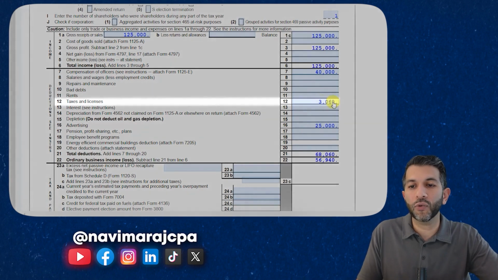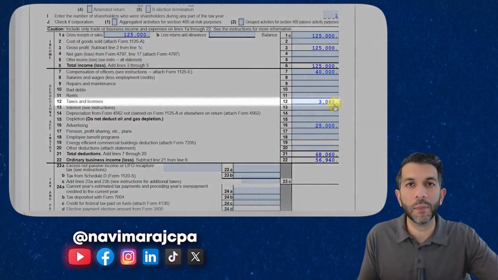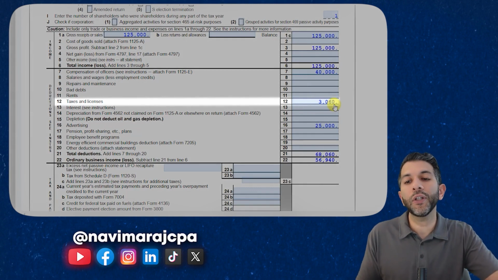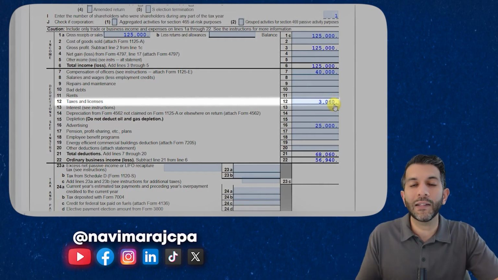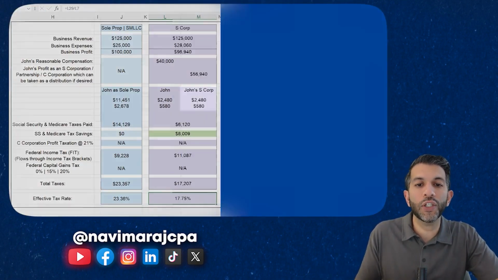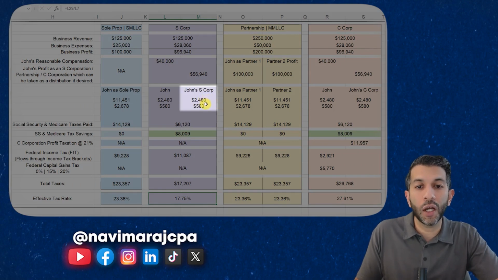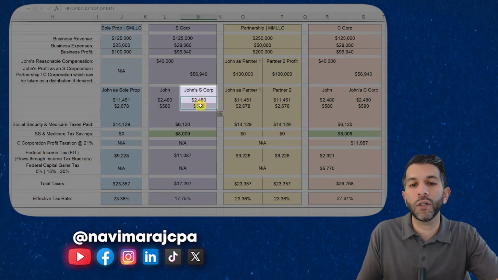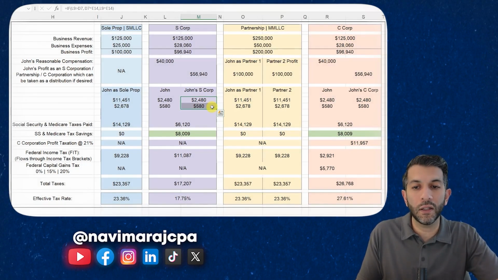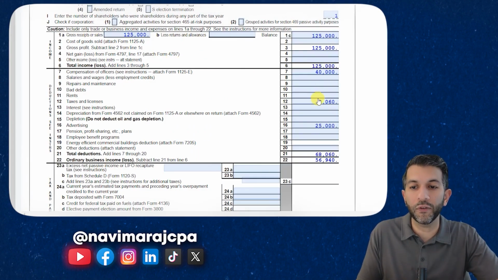Taxes and licenses, $3,060. Where is this number coming from? If you were paying attention earlier, this $3,060 is what the S Corporation had to pay John as the employer portion of Social Security and Medicare taxes. If you add these two numbers together, the sum is $3,060, okay? So that's where that number is coming from.